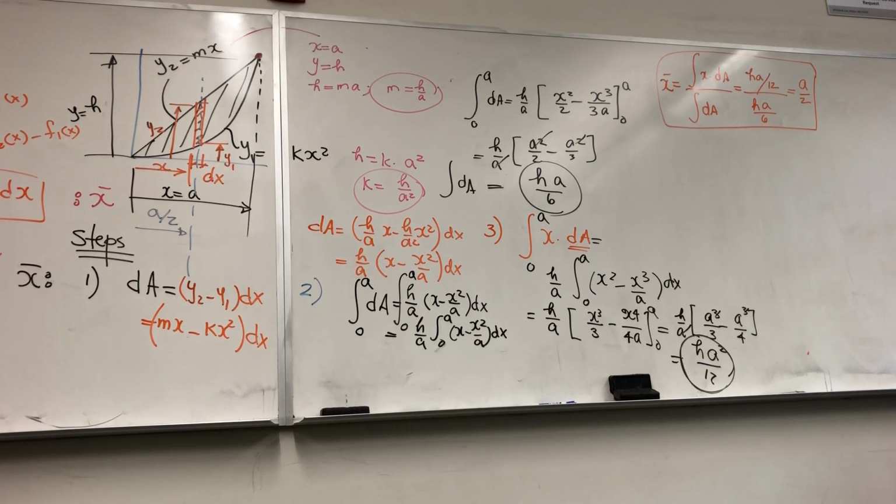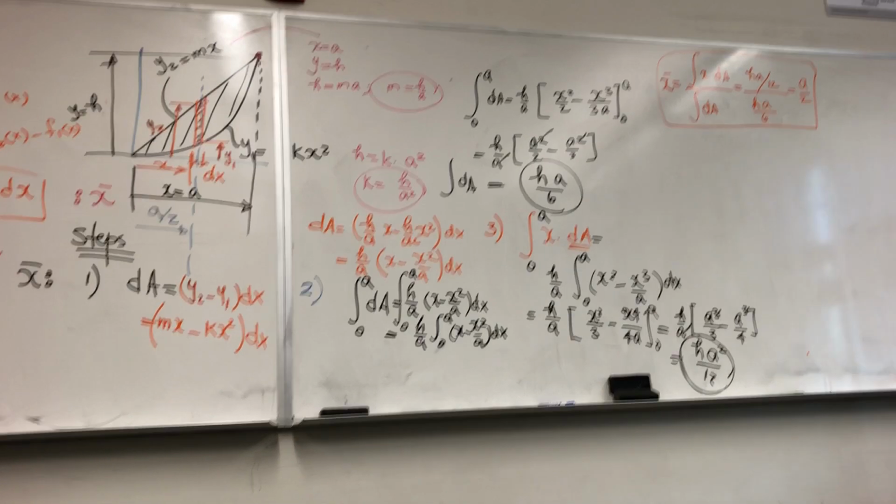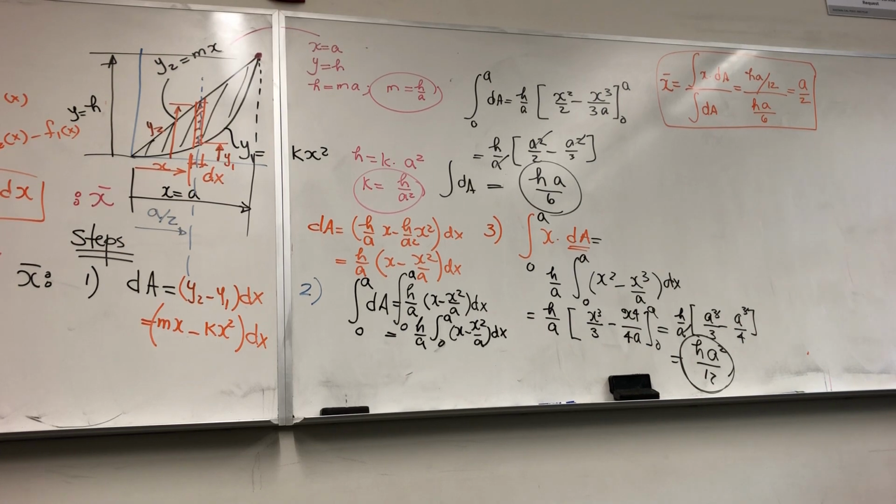Now you need to find y bar. The good news is, to evaluate y bar, you have already calculated the total area. So you don't have to redo that. For y bar, you only have to find out this integral. Of course, for doing that integral, you need to redefine dA for this case.